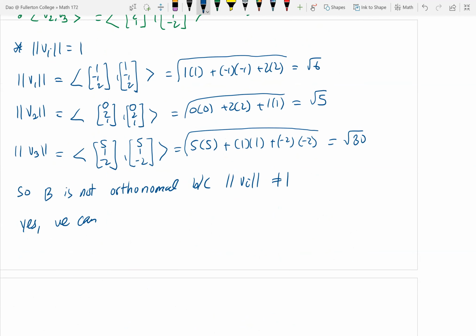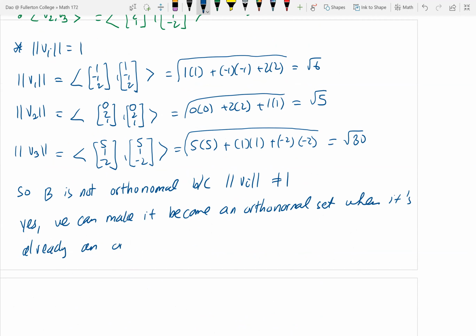We can make it become an orthonormal set when it's already an orthogonal set, by finding its unit vectors.